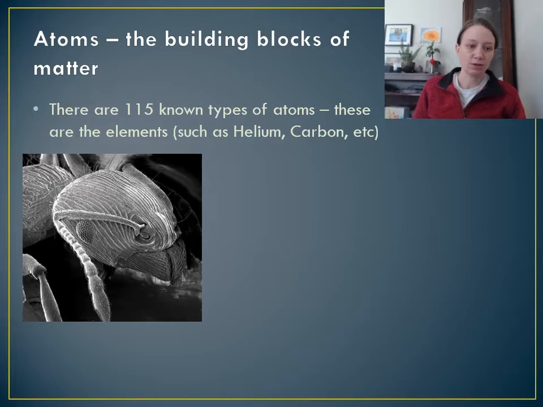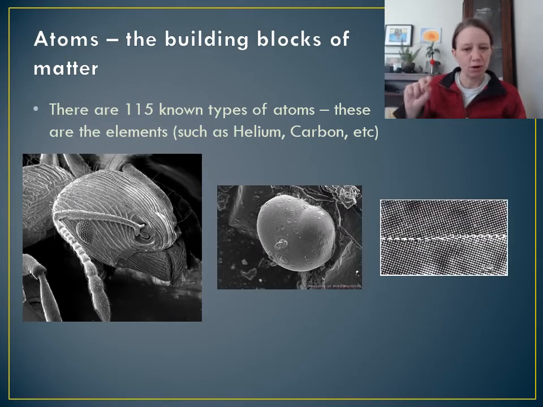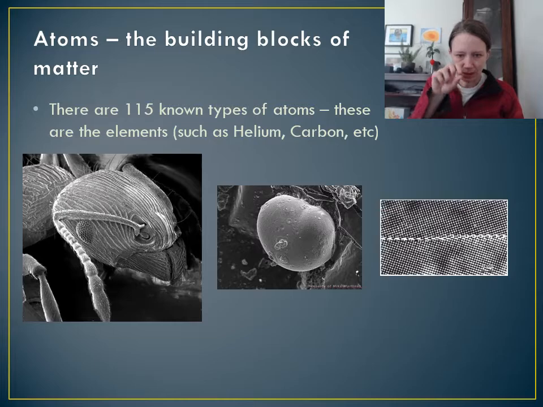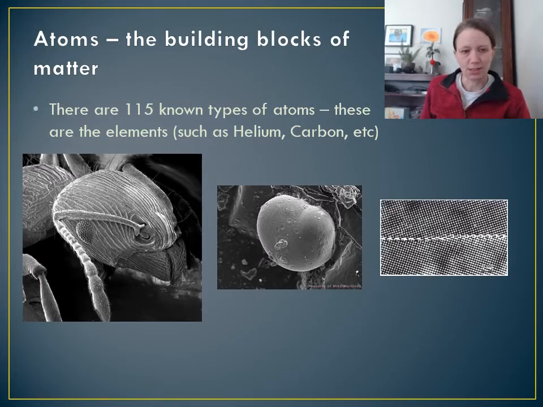If you start off with an image of an ant or something, and you zoom in, you're going to get to the cells of the ant. If you zoom in far enough, you get to these little tiny pieces that fit right together, and those are the atoms. There are 115 types of atoms, and you're probably familiar with many of them. Those are known as the elements, such as helium, carbon, and the like.